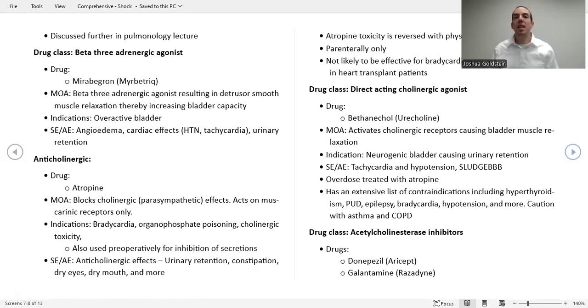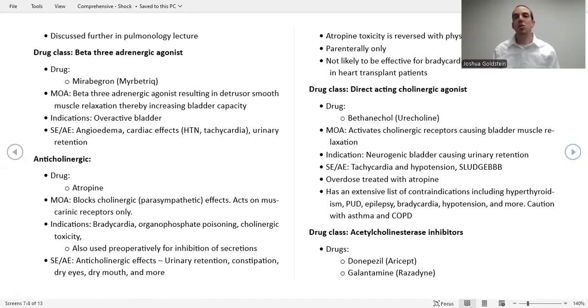And then the last three are bradycardia, slow heart rate, bronchospasm, and bronchorrhea, which is the lungs having a spasm, or bronchorrhea is a lot of secretions in the lungs. So those are going to be your SLUDGE BBB. Those are your cholinergic effects. If you see cholinergic effects, same thing as SLUDGE BBB. An overdose of this is treated with atropine. This drug class, or this specific medication, has a long list of contraindications. I'm not going to go through all of them.